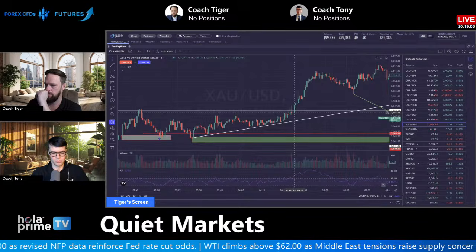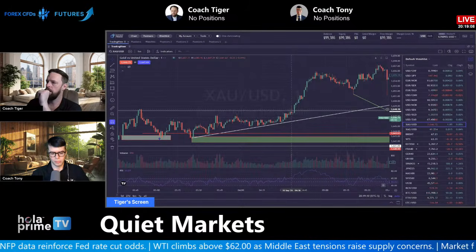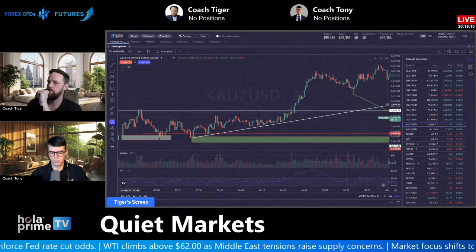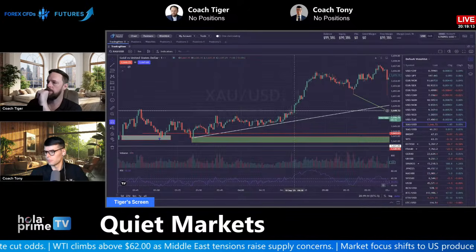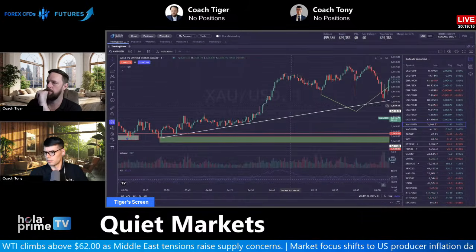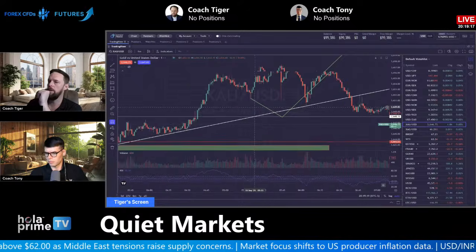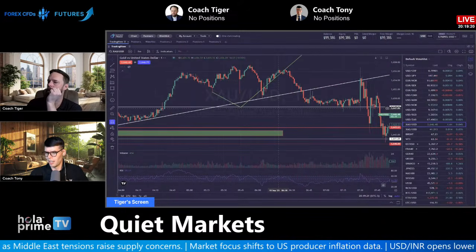About 4 o'clock this morning, my time, 4:30, we finally got that first wick and rejection. And then that second candle after just spiked hard. So from there, I felt pretty good about it. It rode up quite nicely.